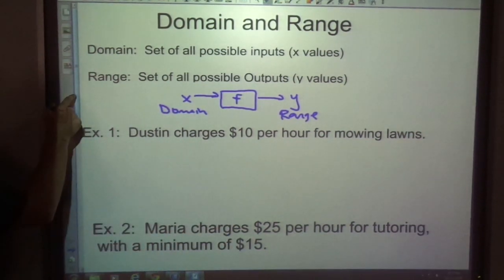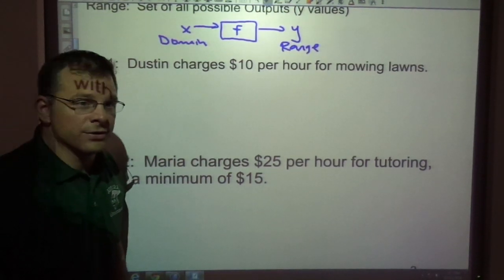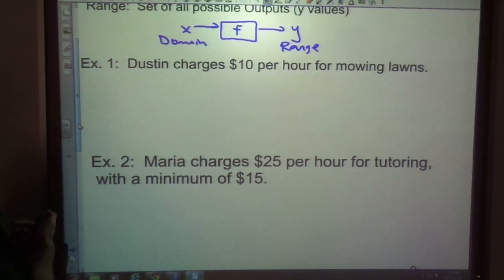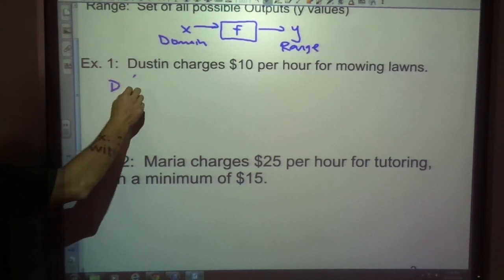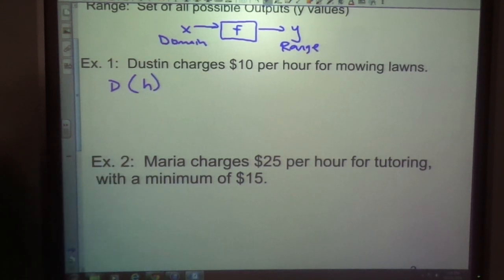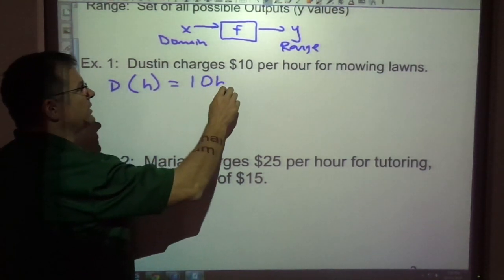Okay, 6 examples today. Dustin charges $10 per hour for mowing lawns. So first we need to make an equation. We'll call it, since it's Dustin, d of h. h is the variable of how many hours. And he's charging $10 per hour. So this function is going to be 10 times h.